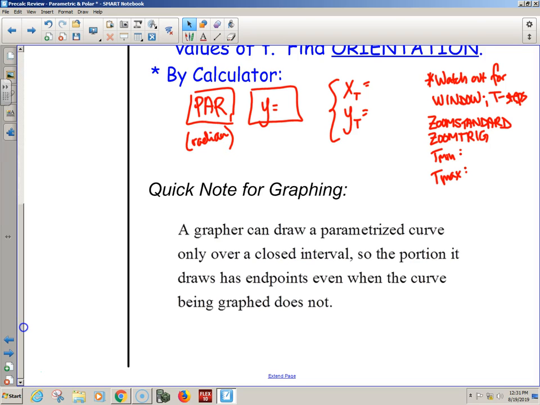The grapher can draw a curve only over a closed interval, so the portion it draws has endpoints even when the curve being graphed does not. You guys don't really realize this as much when you're in function mode. When you're in function mode, the grapher only graphs what fits on the screen. Show the infinite parabola, it only shows whatever fits on the screen. True? Okay.